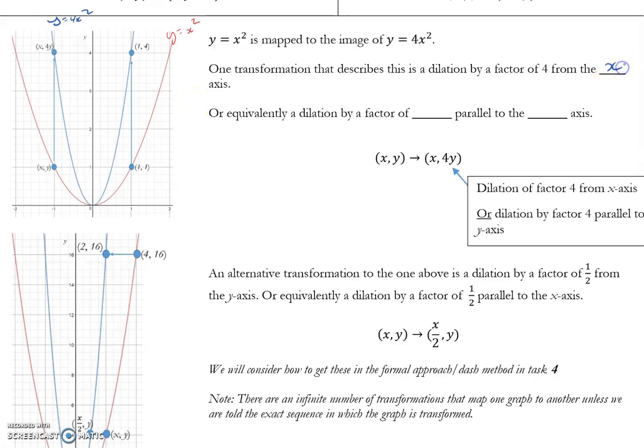Okay, so why is it called the x-axis? Well, if I look at this point here, (1, 1) on y equals x squared, that point's been transformed to (1, 4). So that y coordinate has been multiplied by 4, and you'll see it's going away from the x-axis. That's how you should think about it. Going away from the x-axis, it's a dilation by a factor of 4 from the x-axis, or equivalently, a dilation by a factor of 4 parallel to the y-axis.